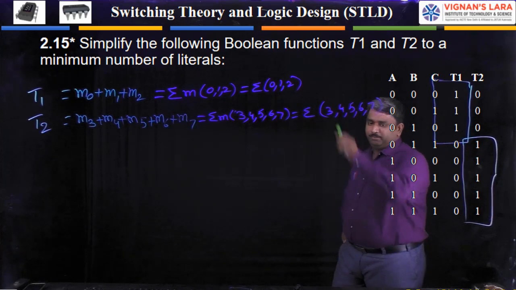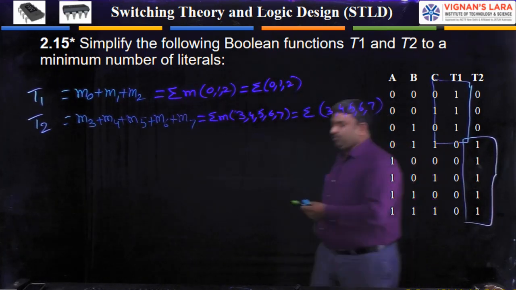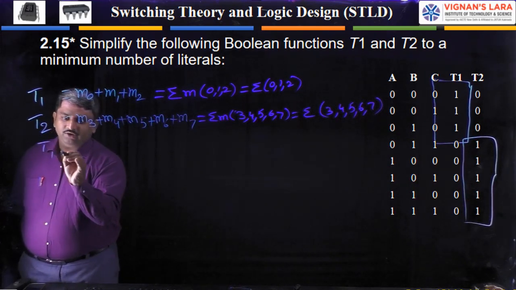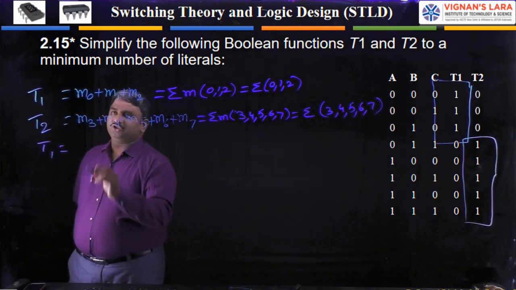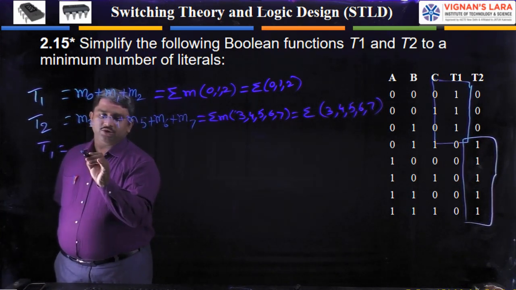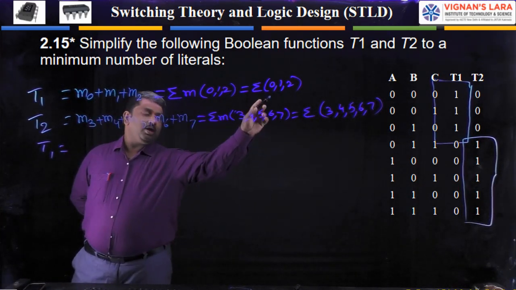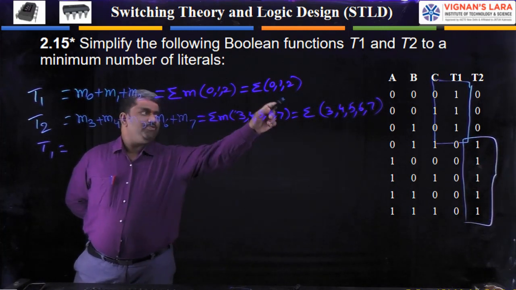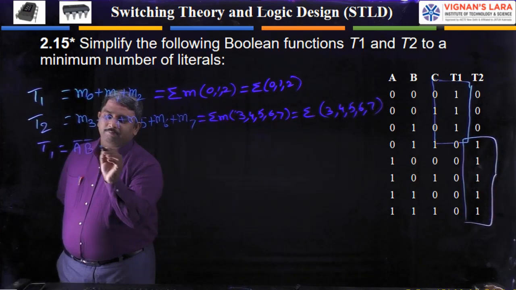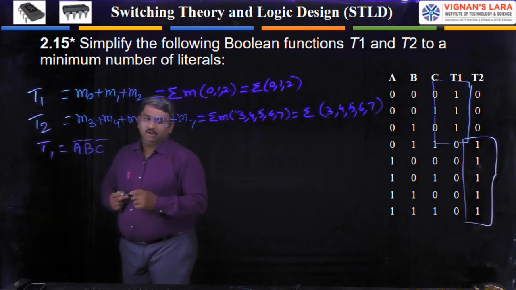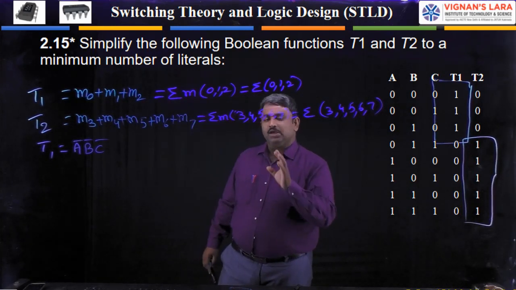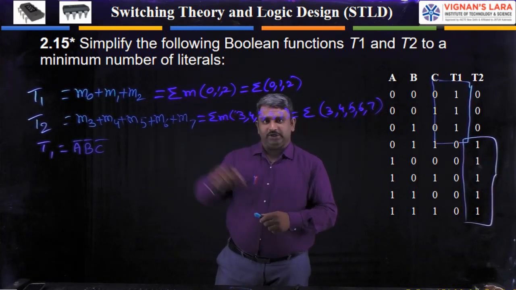If you want to simplify the given function, first take the T1 function and write it down with minterms. M0 is 0, 0, 0, that is A bar B bar C bar, which you have to write down. These are the 3 input functions here.